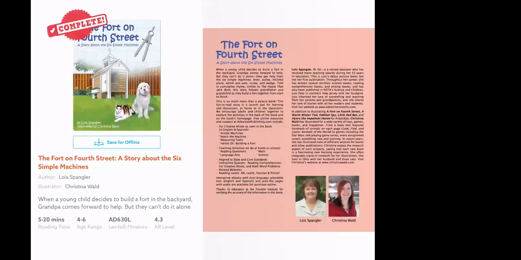So I'm going to share with you right now an app that is called Epic Books. I think it should be coming up. There we go. Even though there's a little thing that says complete on it, our story is called The Fort on 4th Street, a story about the 6 simple machines. There are only 6 simple machines that exist that you can build a fort with. So let's learn about how we can use simple machines to build a fort.